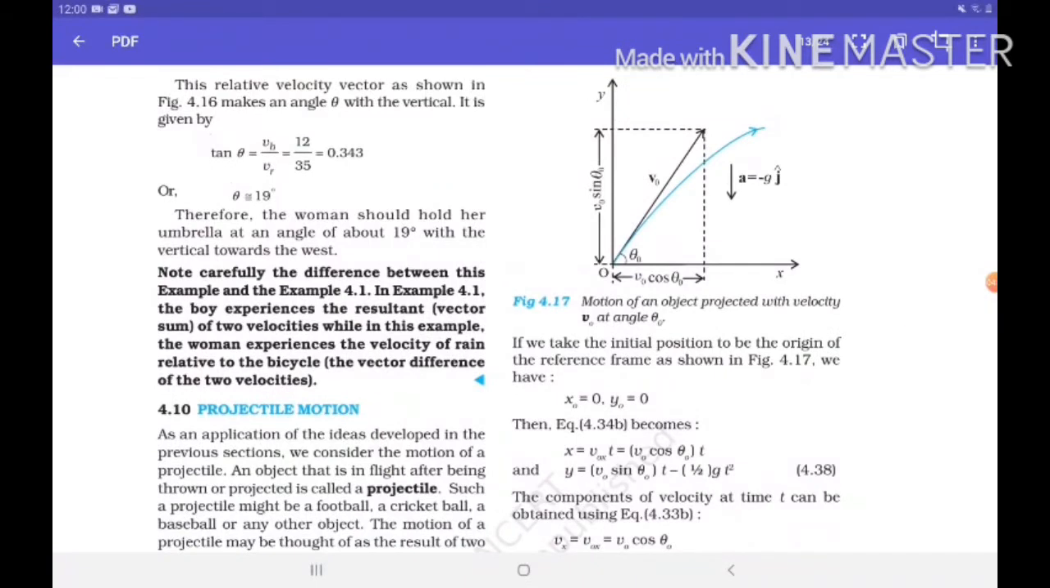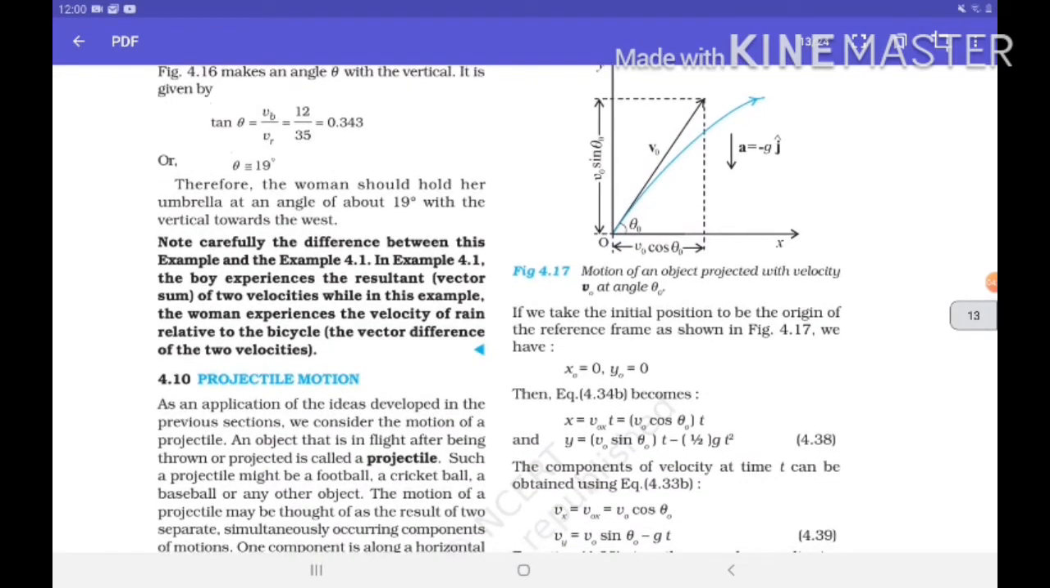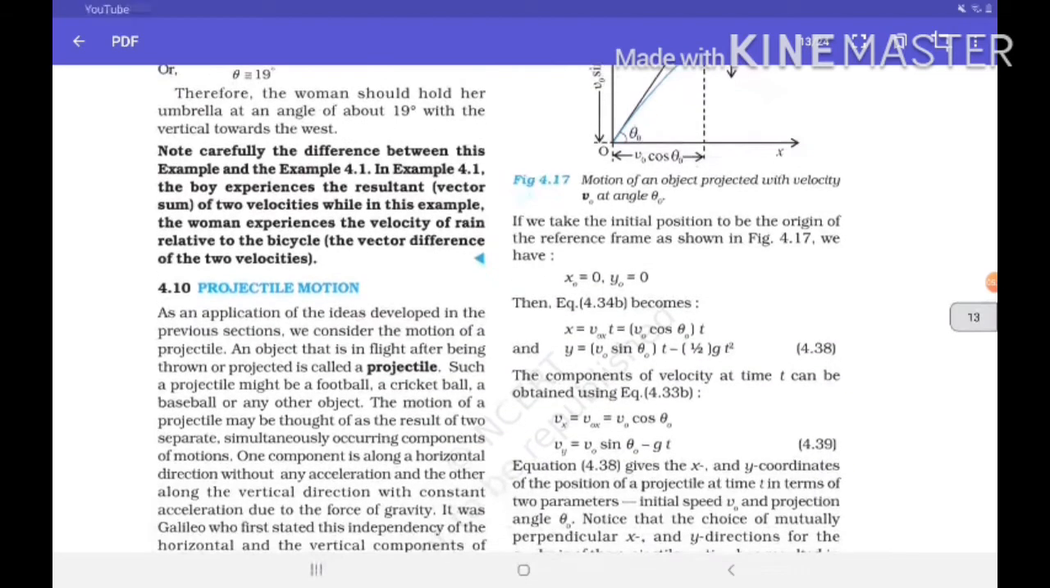Next, note carefully the difference between this example and example 4.1. The boy experienced the resultant of two velocities, while in this example a woman experienced the velocity of rain.